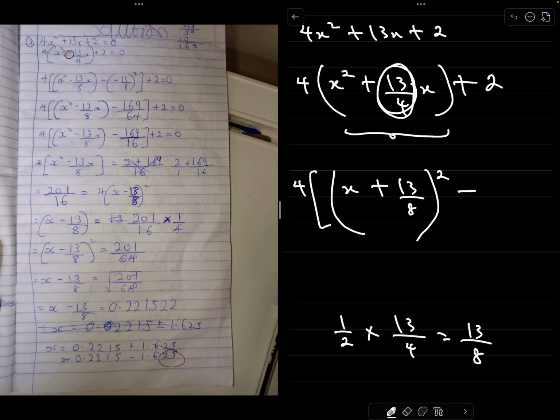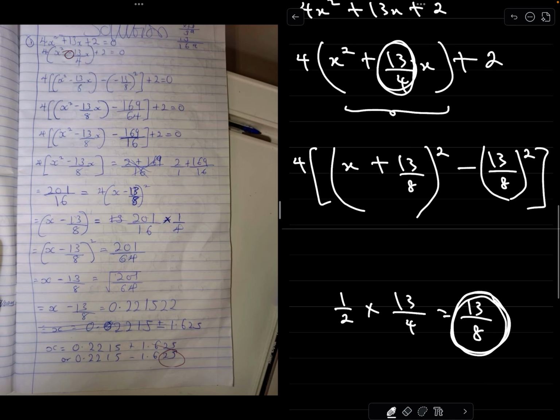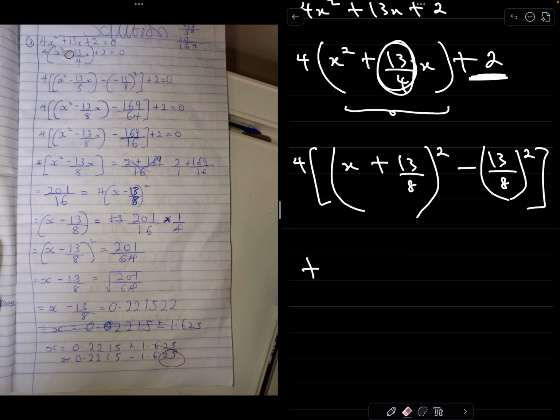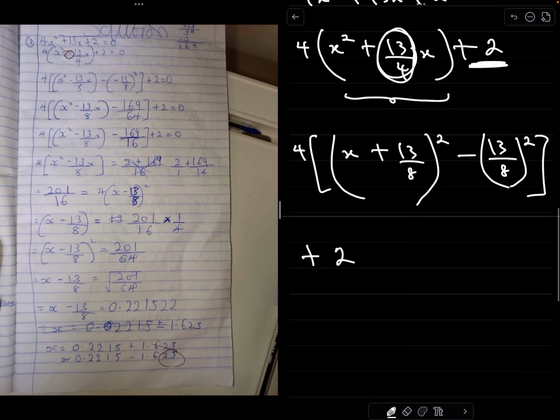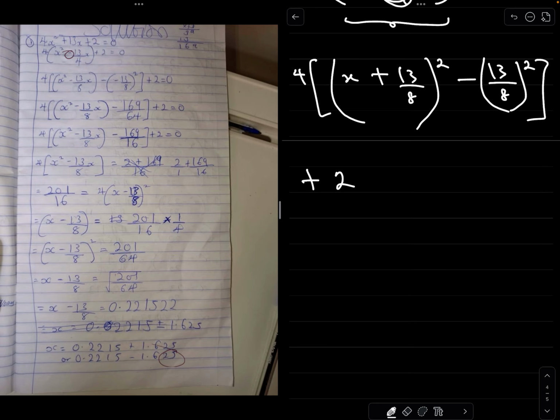And then you say minus the square of whatever you get here. This is 13 over 8, so that's minus the square of 13 over 8. Then you close the bracket again. And you must not forget this plus 2. Let's take this out, plus 2. And now you can continue by writing that as 4 into bracket x plus 13 over 8 all squared.